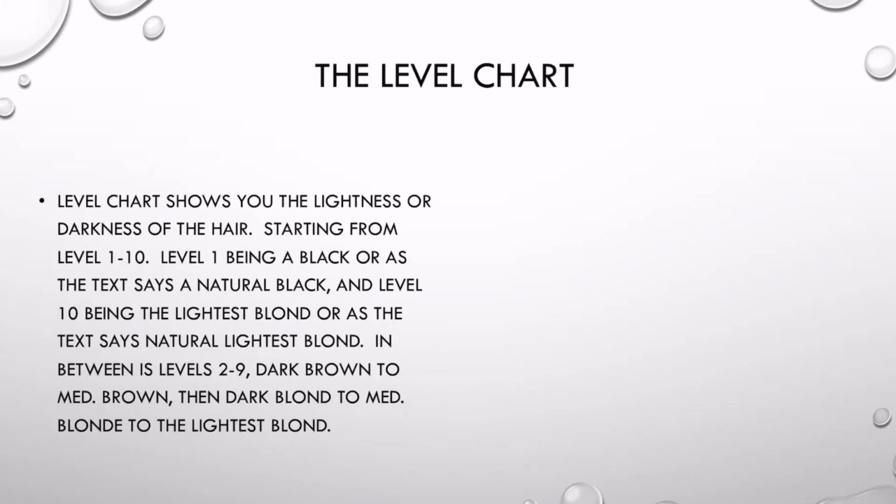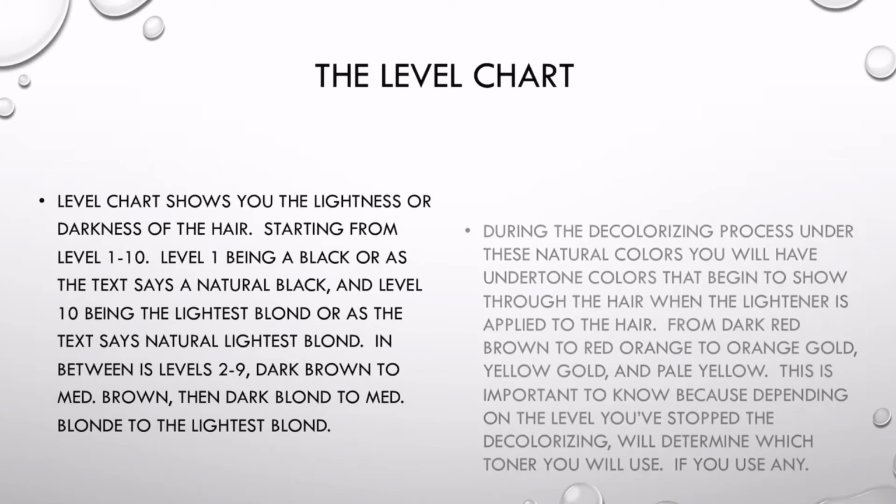So in between these levels is 2 to 9, and that's where you see dark brown, medium brown, dark blonde, and then to your palest blonde.